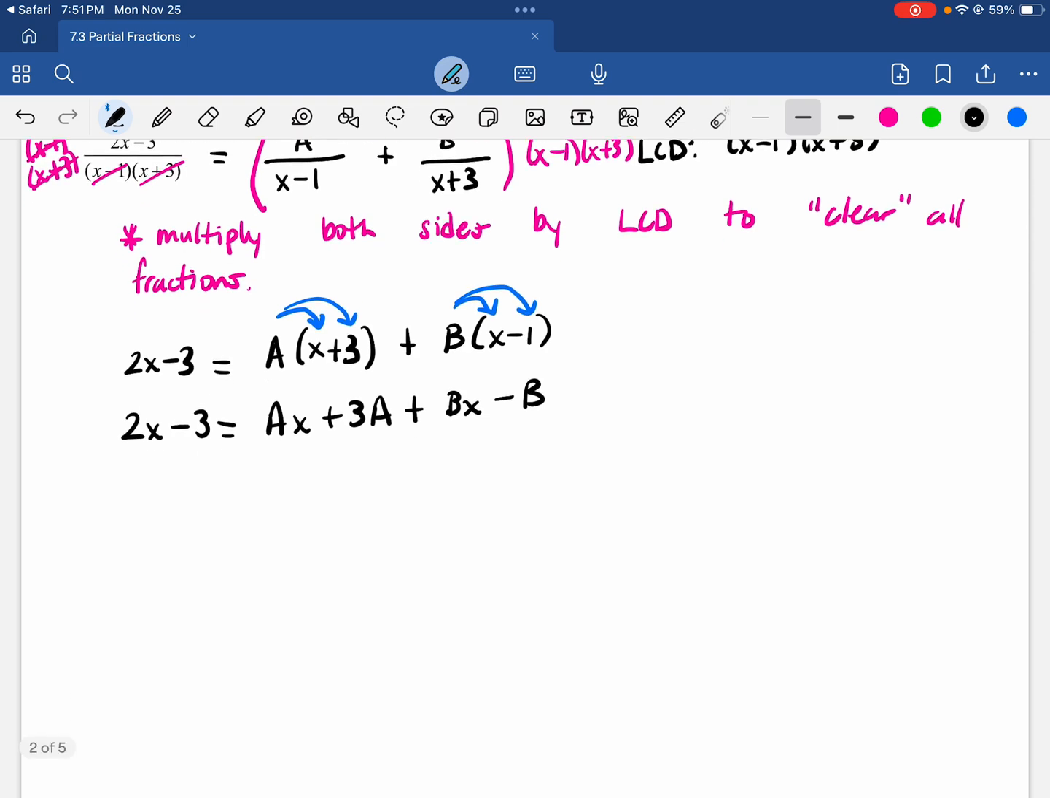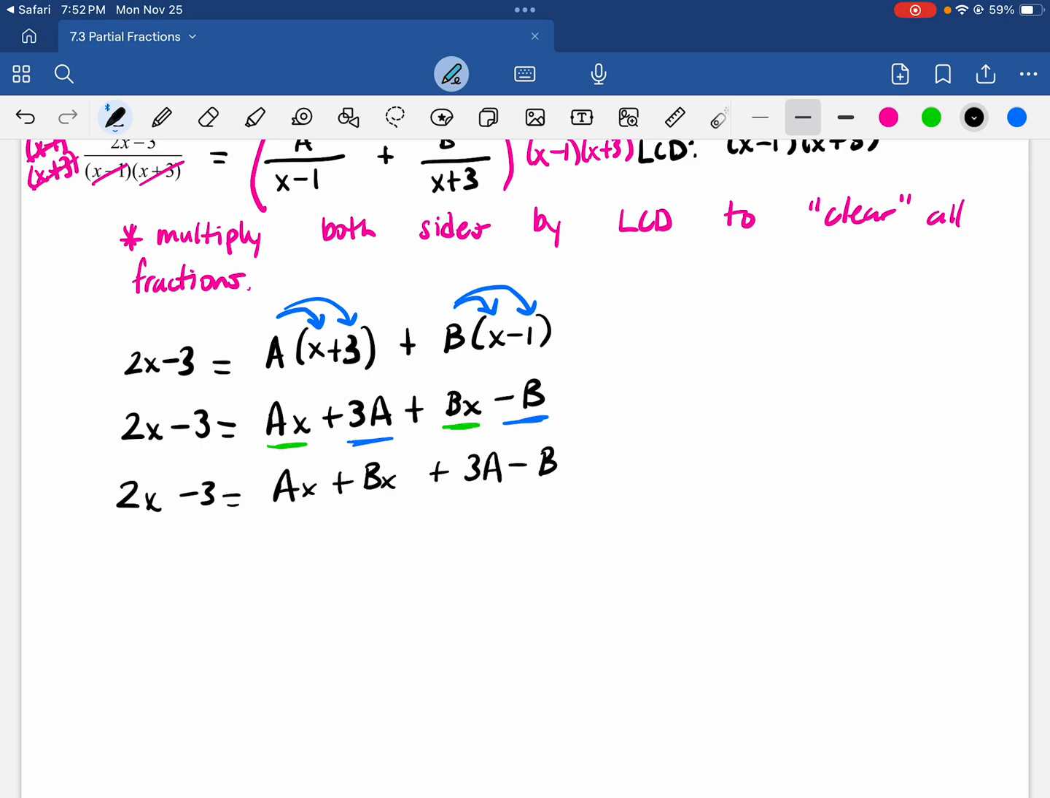So I want to get the A's and B's together that have X's. So you can see that's this one and this one. I'm going to regroup those together. And then I'm going to do the same thing, and I want to have those A's and B's that do not have X's together. So we're going to end up with something like this. I'm going to have AX plus BX, and then I'm going to have 3A minus B. So I just did some little regrouping, really switch those two middle terms to kind of regroup and get those that have X's together and those that did not have X's together.